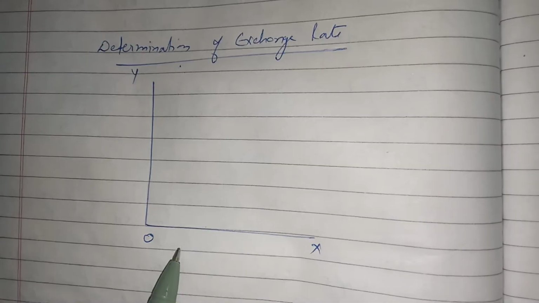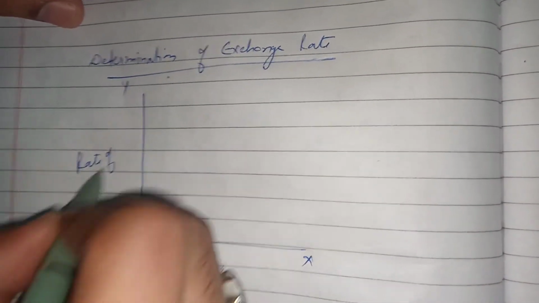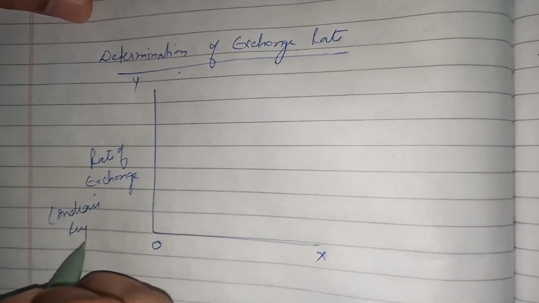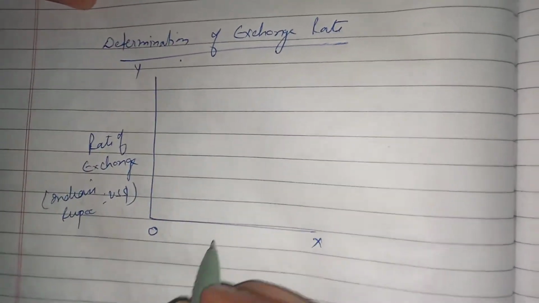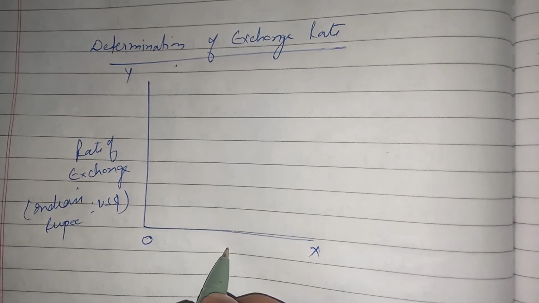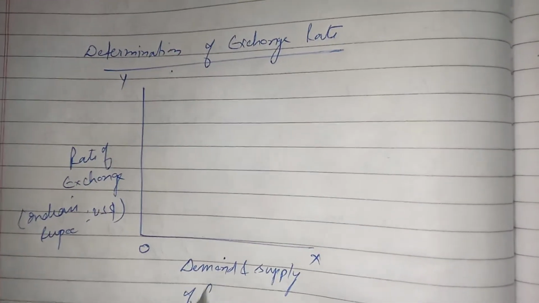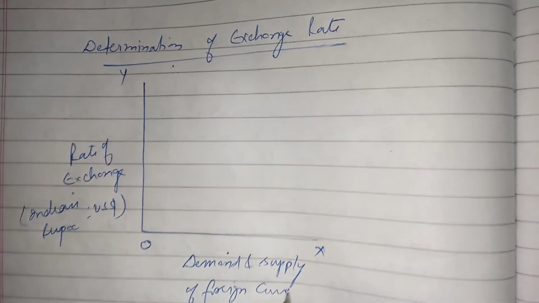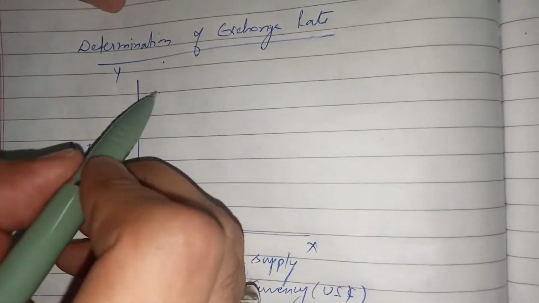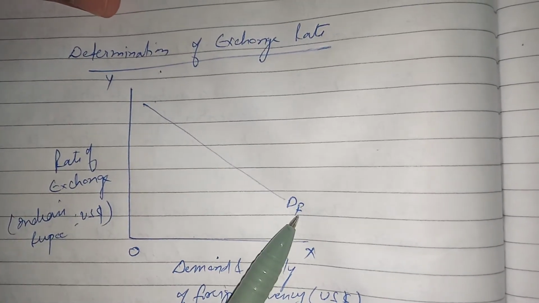In the diagram, again there are two axes, OY axis and OX axis. On OY axis we are taking rate of exchange, again Indian rupee with the US dollar, and now on OX axis we are taking both factors simultaneously, demand and supply of foreign currency, and here US dollar is taken as an example of foreign currency. We all know that demand curve slopes downward, so DF is the demand curve of foreign currency.